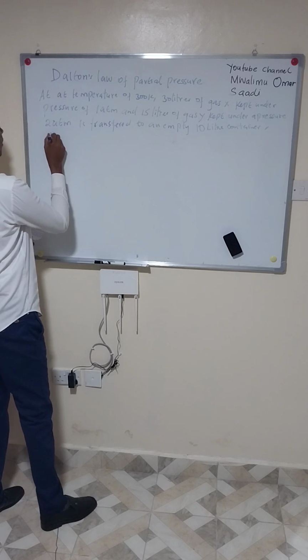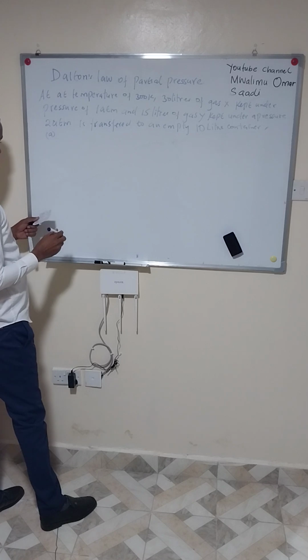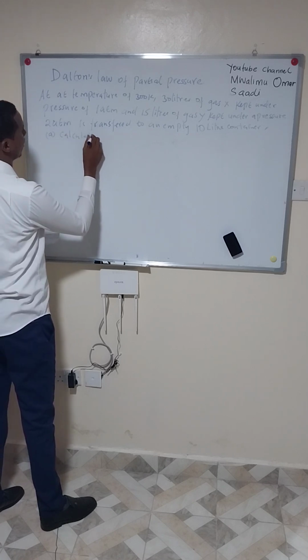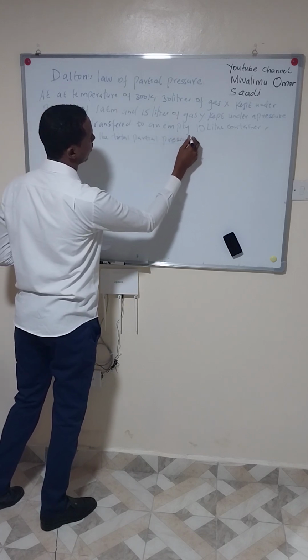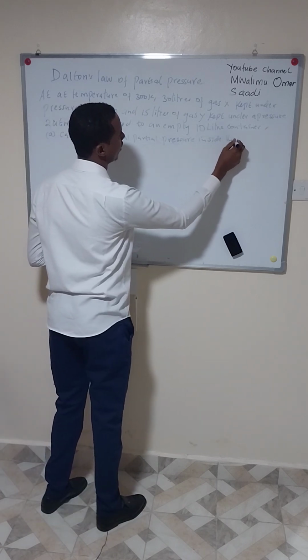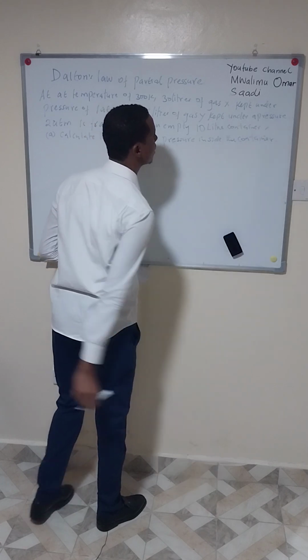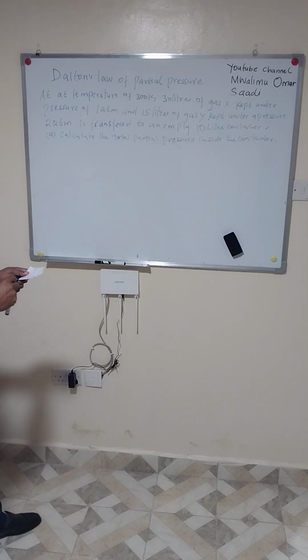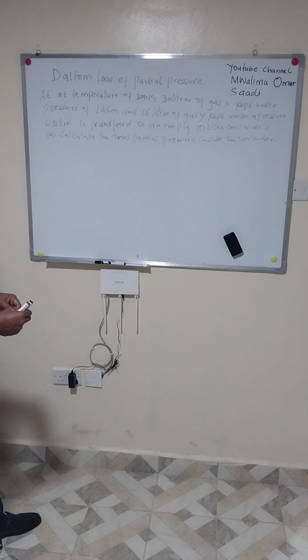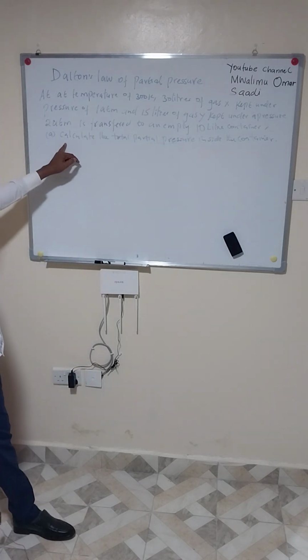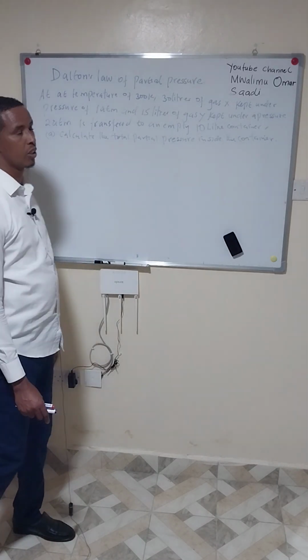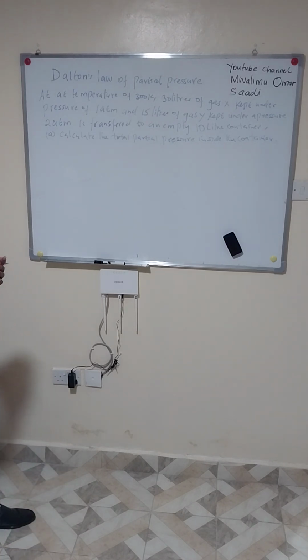So question A is asking, calculate the total partial pressure inside the container. So let us reread the question so that we understand better. We're told at a temperature of 300 K, 30 liters of gas X kept under pressure of 1 atmosphere and 15 liters of gas Y kept under pressure of 2 atmospheres is transferred to an empty 10-liter container. Then we're told calculate the total partial pressure inside the container. Simply means the total partial pressure of the two gases.